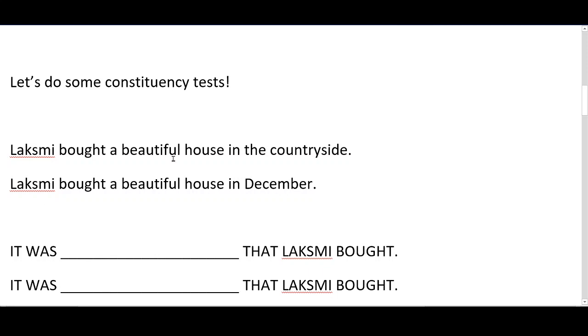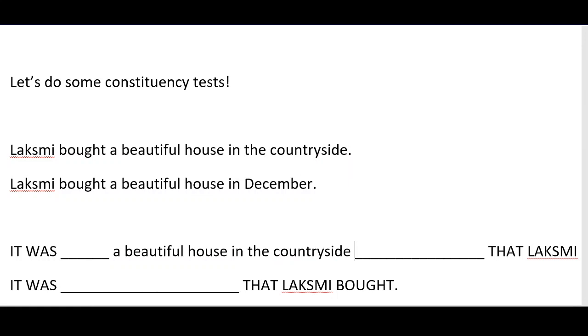Lakshmi bought a beautiful house in the countryside. It was blah blah blah that Lakshmi bought. So let's find this. It was. Let's test this. I want to see if this is a constituent. So I need to do a constituency test. Well, I can place it here, and let's see the result. It says, "It was a beautiful house in the countryside that Lakshmi bought," and that sentence is okay to me. So I can say, well, that's a constituent.